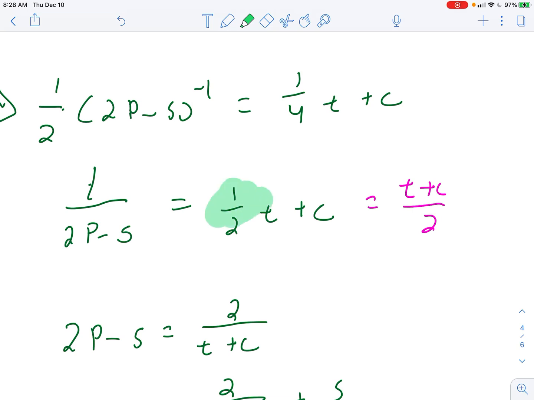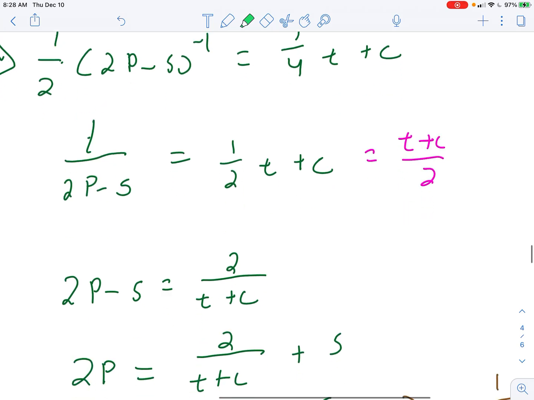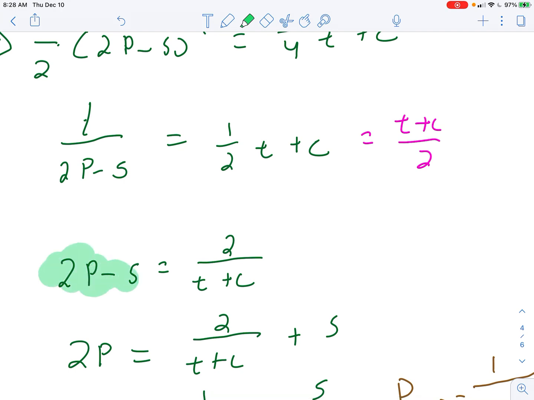All right, now one thing I can do over here on the right is I'm going to write this as one term. The reason why is because I'm going to invert the left side and the right side. So I can get a like term, so c is just going to be c over 2, and combine that together, so it's going to be t plus c over 2. So now that I have a fraction is equal to a fraction, I want the p in the numerator. I'm just going to invert both sides, and so I have 2p minus 5 on the left. Flip t plus c over 2 to become 2 over t plus c.